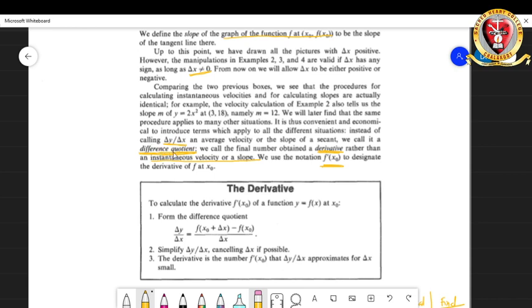So we understand that this is an important notation and we are giving it a term called difference quotient. From now on we are going to call delta y by delta x the difference quotient. And we get a number in the final step when we make delta x approach 0, some value which we used to call instantaneous velocity or slope. From now on, we are going to call it the derivative. And the notation we use is f dash at x naught, which means the derivative of the function at the value x naught.